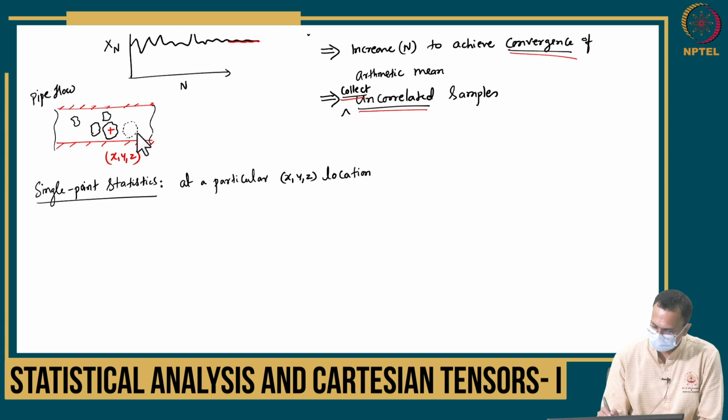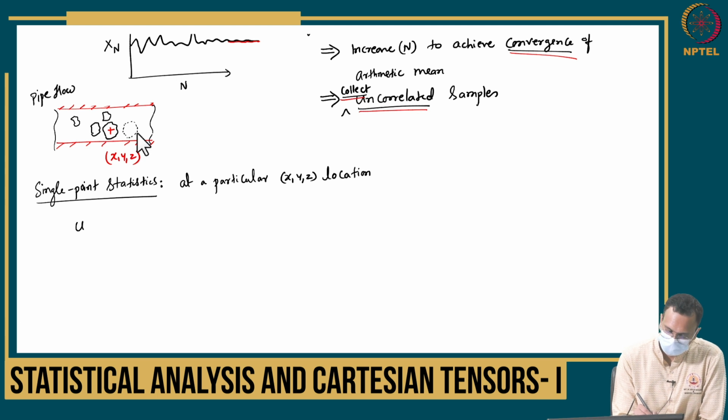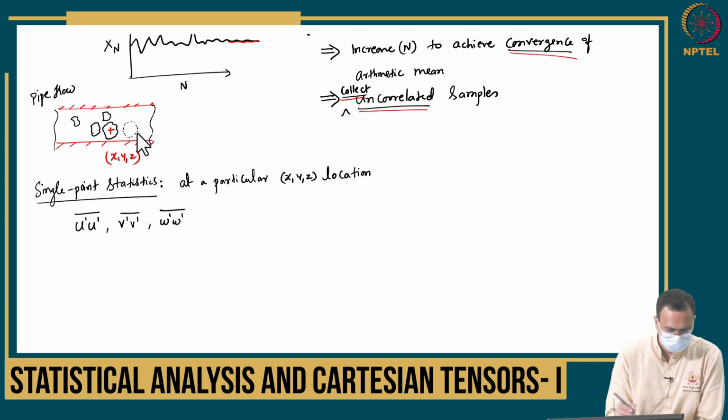When you do this, we have already seen the fluctuations about the mean, variance and so on. A special parameter appears here. Let's call it u prime squared over bar, v prime squared over bar, w prime squared over bar, the three variances for the UVW velocity components. These are called covariances. They vary together, right? So this is called covariances.